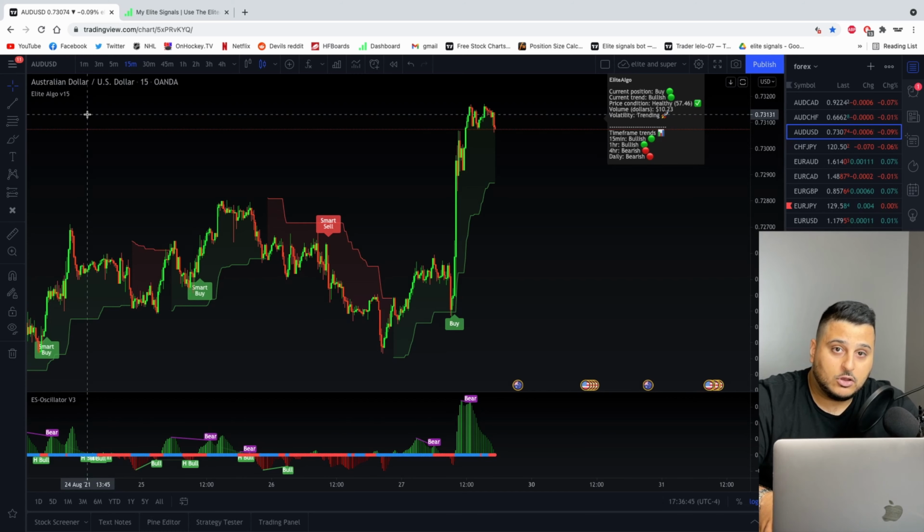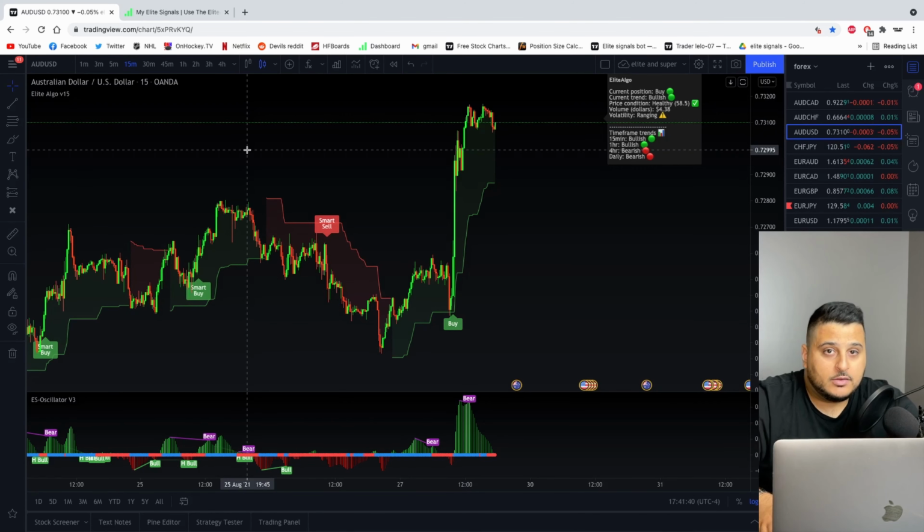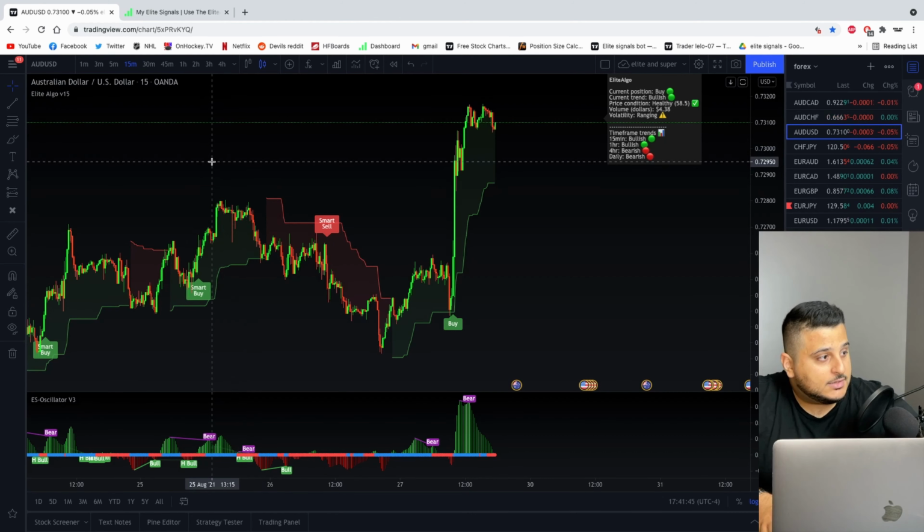It's only preference on which one you prefer the most. Now that we have our time frame selected, what we want to do is get into the trades. Okay, guys. So basically, it's very, very simple.